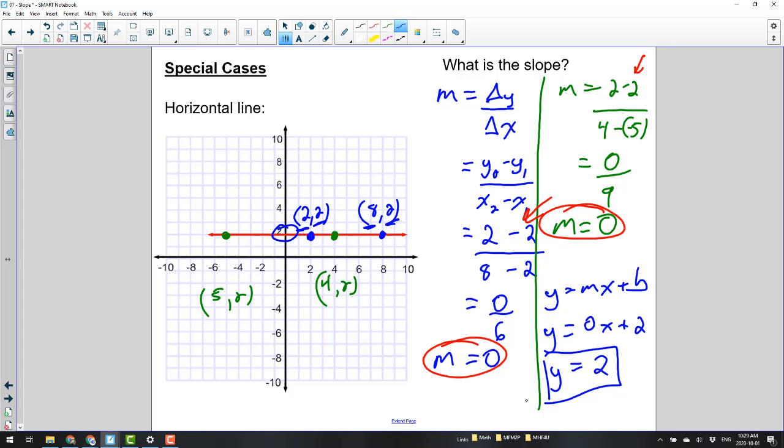Any horizontal line will always have an equation that looks like that. It's just going to be y equals some number. If I were to take my line and move it up here, this one would have the equation y equals 8. If I were to move it down here, this would be the line y equals -7, because every y-coordinate is -7 on that line.